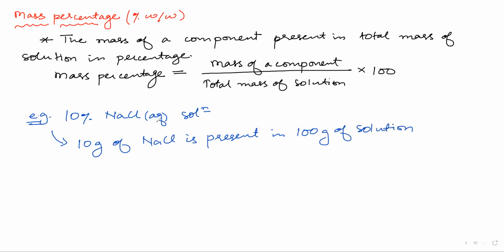Now this aqueous means what? Aqueous means that the solvent is water. So if 10 gram is NaCl, the mass of H2O will be how much? 90 grams. Correct? Yes, sir. Okay, this example is what you will remember.